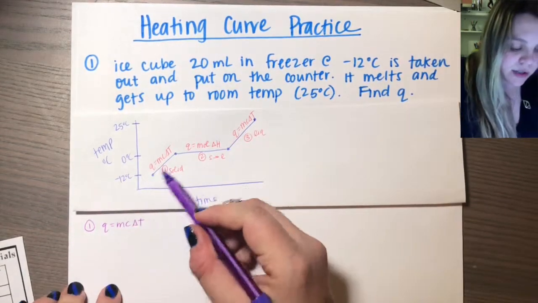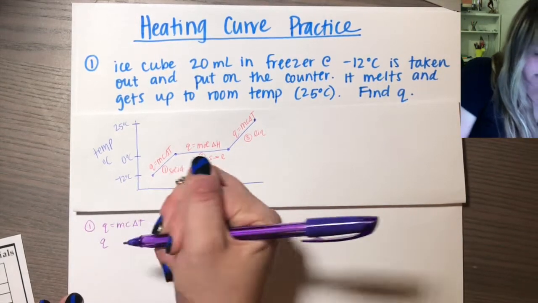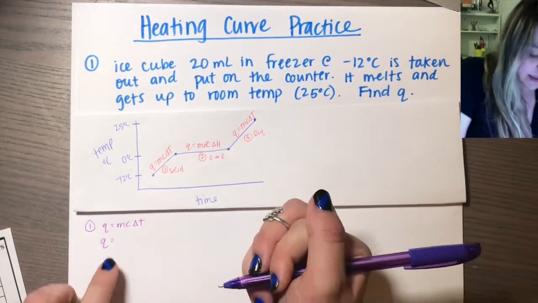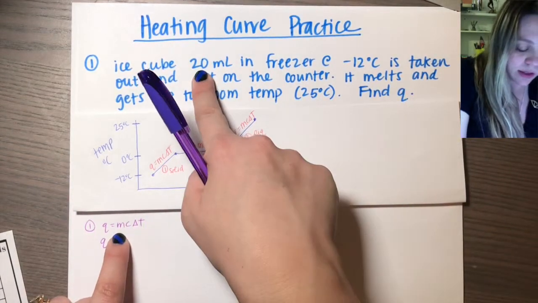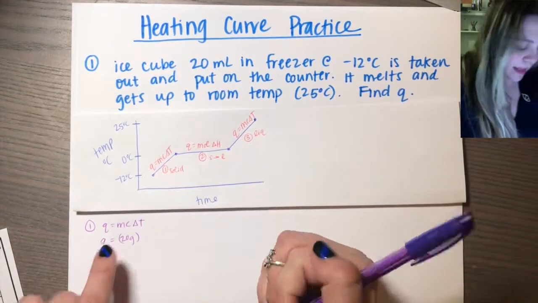Right, and this is just for ice, only for the solid. So the Q of just heating up the solid ice cube is the mass of my ice, 20 mL, so 20 grams because it's water.